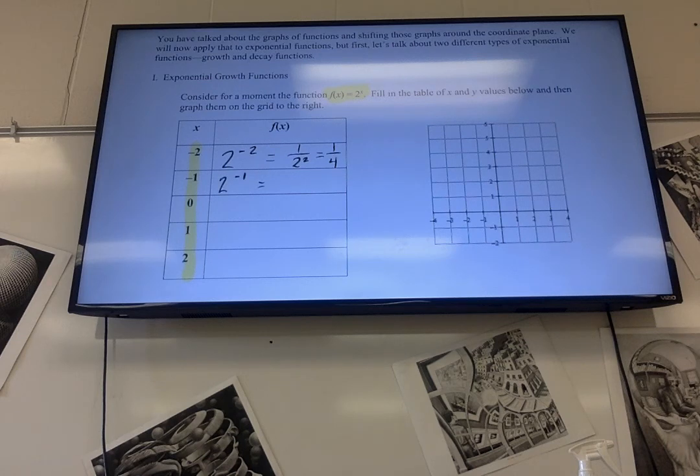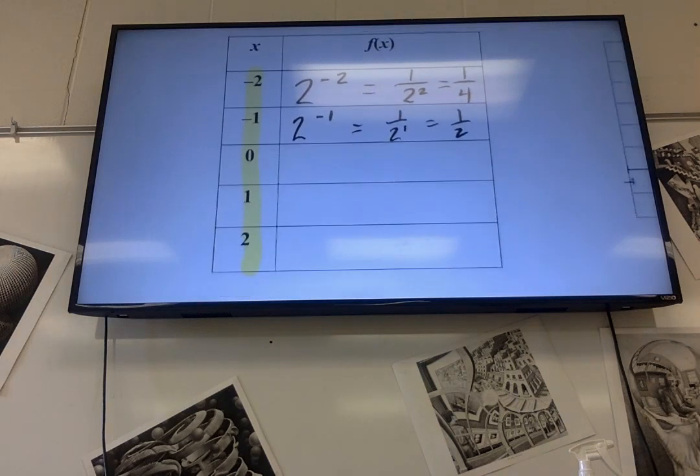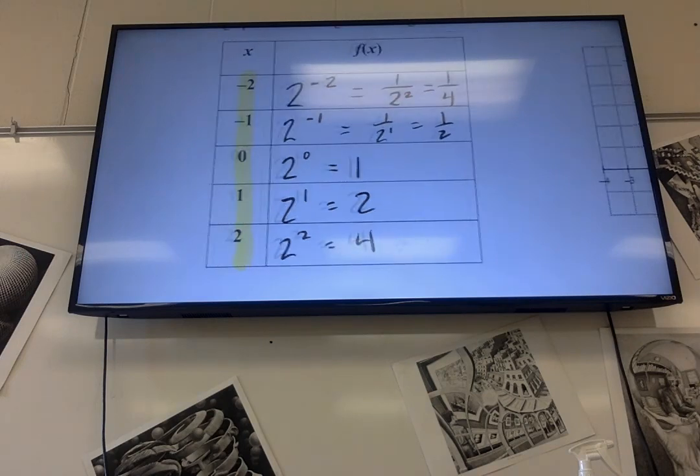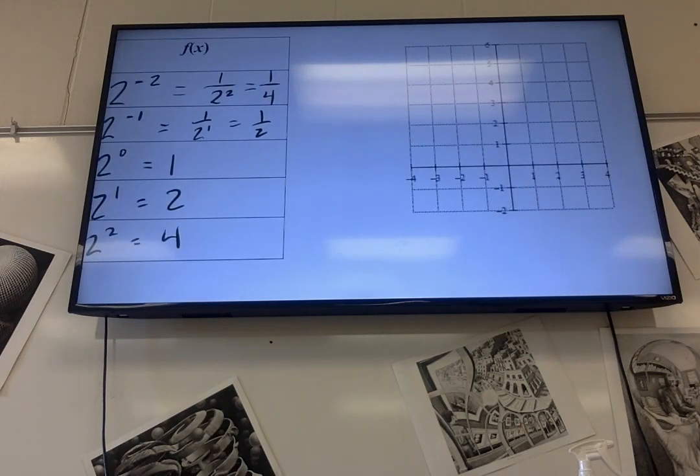What about 2 to the negative 1? Yep, 1 over 2 to the positive 1, which is indeed 1/2. 2 to the 0. Yeah, anything to the 0 power is 1. 2 to the first, 2. 2 squared, 4. So we have 5 points that we can now come over here and graph.